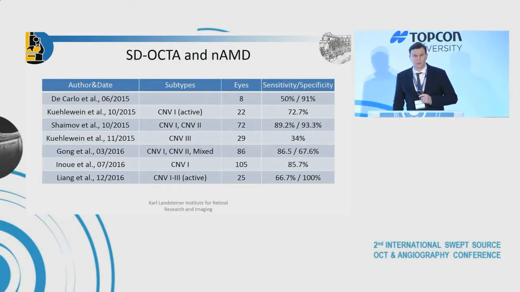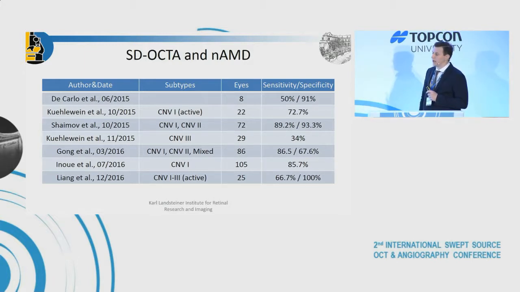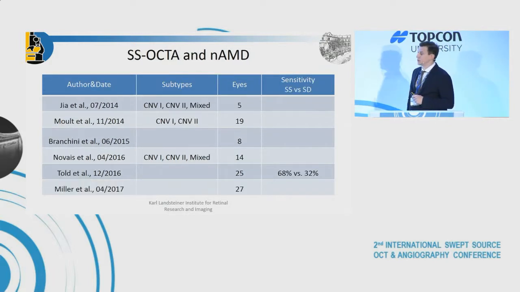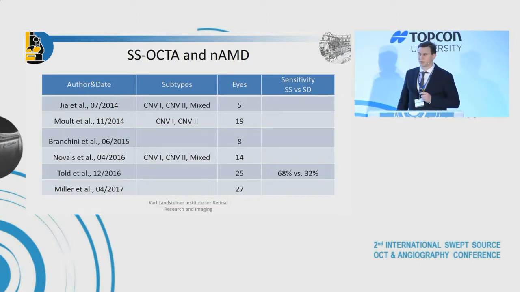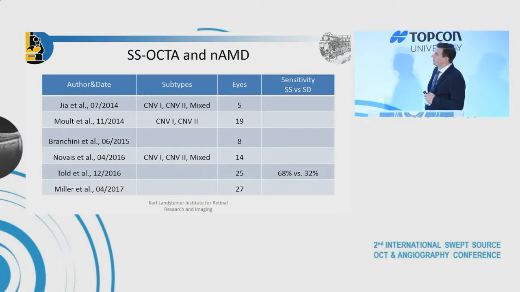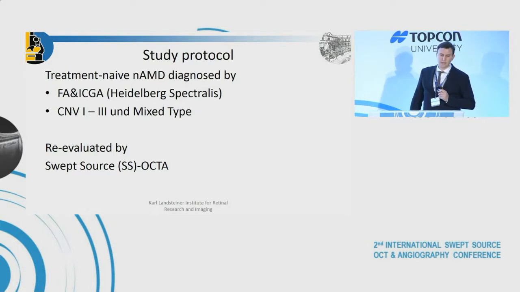Of course, if we're talking about AMD and OCT-A, I think it is essential to differentiate between studies based on spectral domain instruments, which are quite numerous, and swept source-based studies, where the numbers of eyes investigated are fewer, and the results are quite varying and sometimes inconclusive, at least concerning sensitivity and specificity. That is probably simply due to the fact that there is only one swept source-based machine available commercially at the moment.